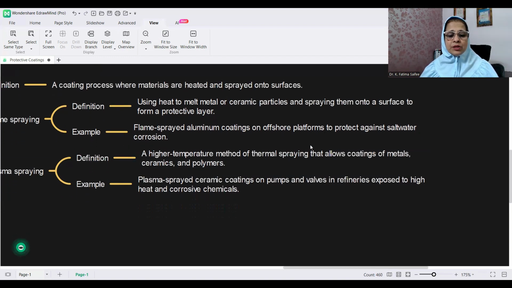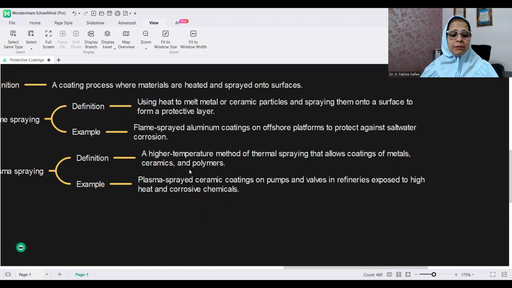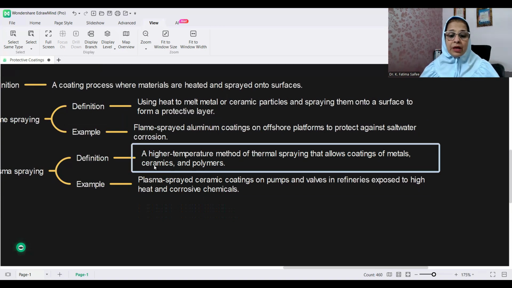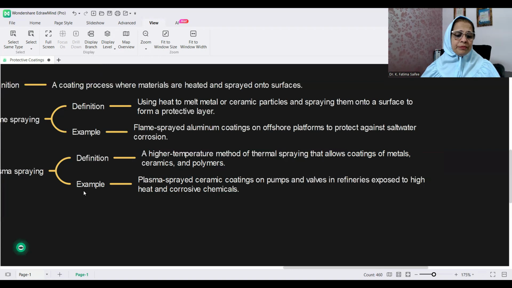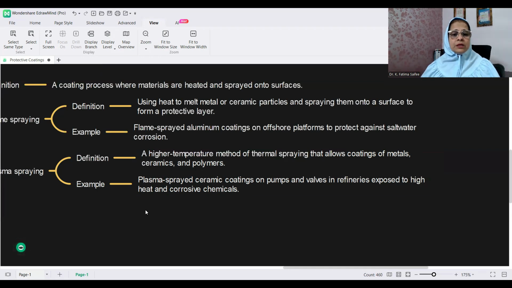Next, plasma spraying, a higher temperature method of thermal spraying that allows coating of metals, ceramics and polymers. So when the metal is at a very high temperature, thermal spraying is normally used for coating metals, ceramics and polymers. Any type of products can be made of polymers. Example: plasma sprayed ceramic coating on pumps and valves in refineries exposed to high heat and corrosive chemicals.